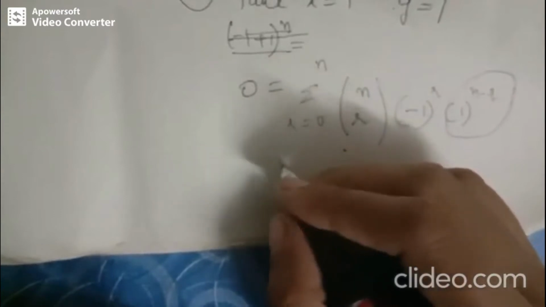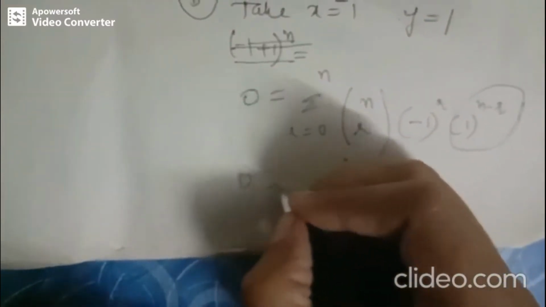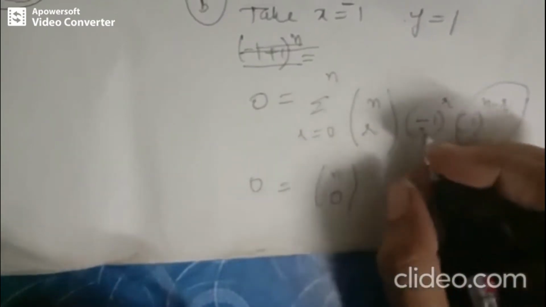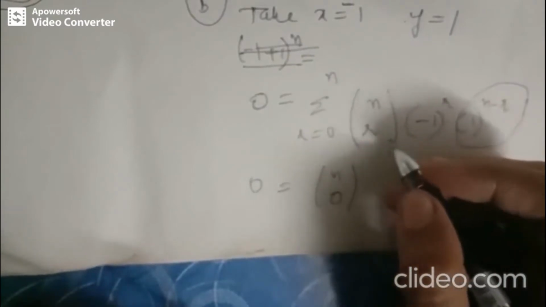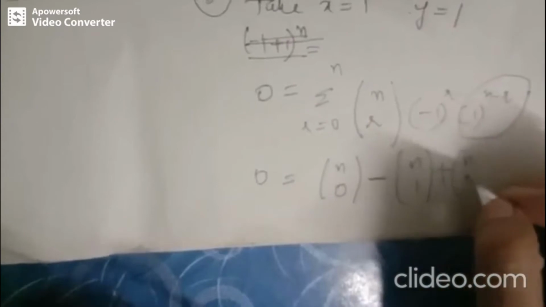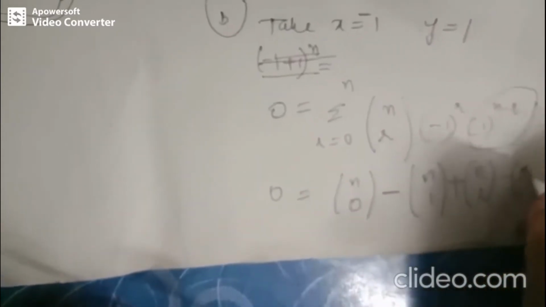You can also continue with the expansion of this formula. I can substitute r is equal to 0, and I'll get nC0. In the next trial I substitute r is equal to 1, so it becomes minus 1 raised to 1, which is minus 1, so it will be minus nC1. Likewise, with opposite signs, nC2 minus nC3, and so on.